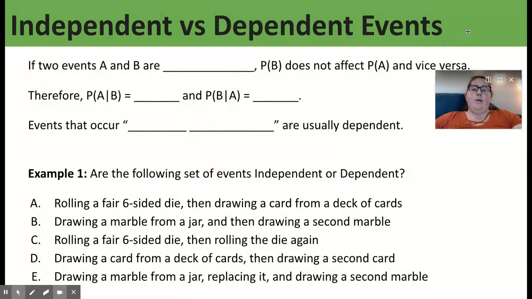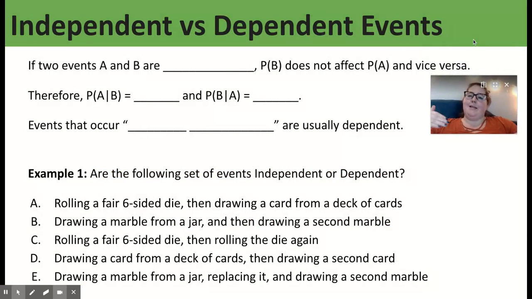First we're going to talk about the idea of independent versus dependent, because that's going to make a difference in some of our probabilities. Some of this I'm going to skip through a little quicker, just so you know.